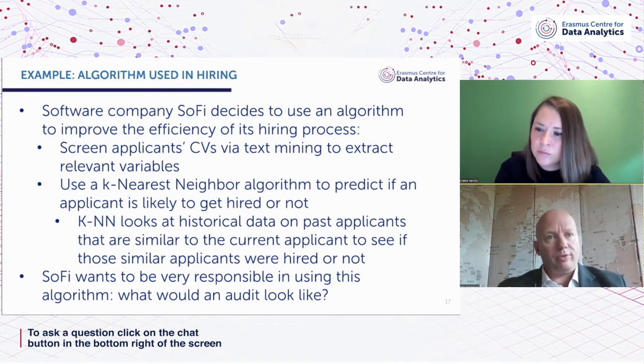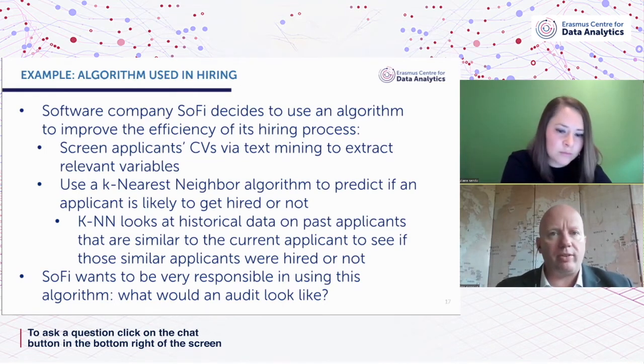So Sophie wants to be a responsible company and says, well, we want to make sure that we treat our applicants fairly, because we want to preserve our reputation, and maybe somebody that will not apply to us now may get through in the future. So we want to be responsible and transparent and open about this. So how would we audit an algorithm like this?